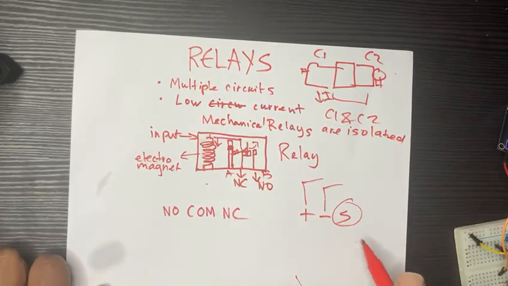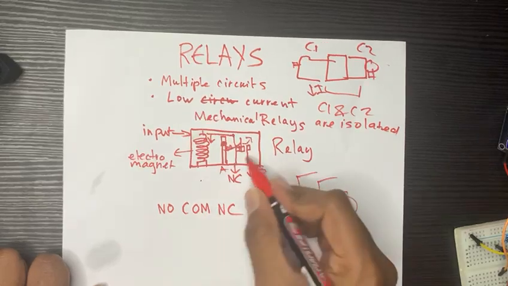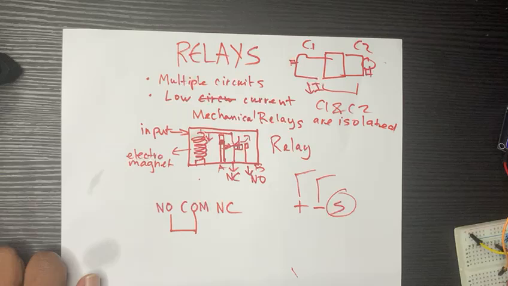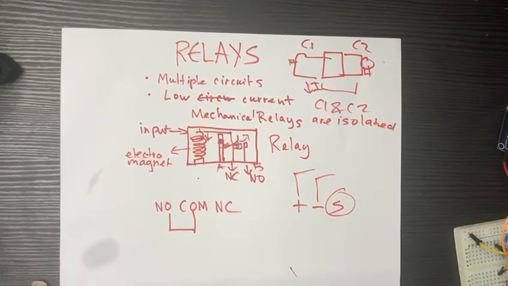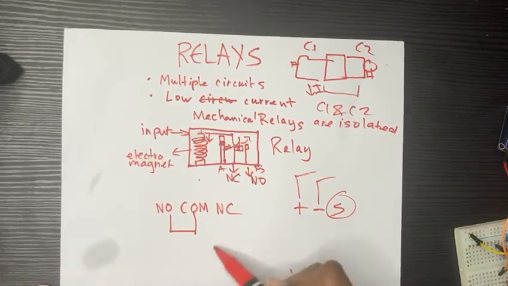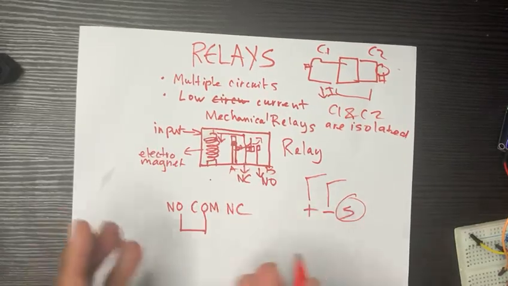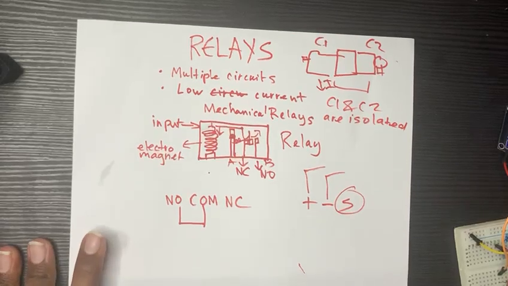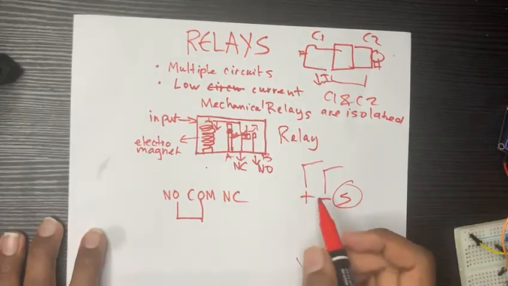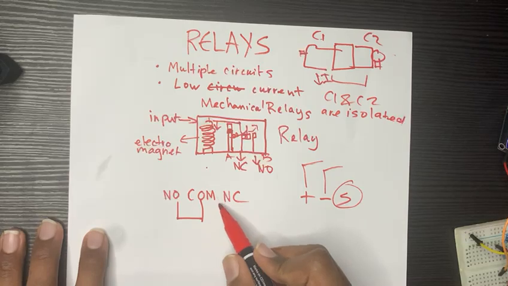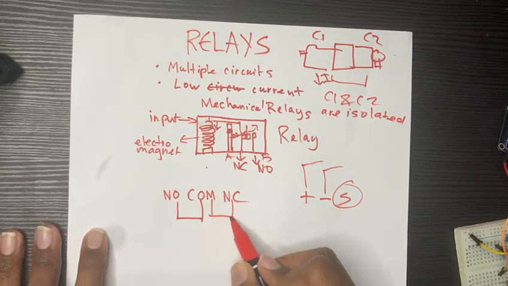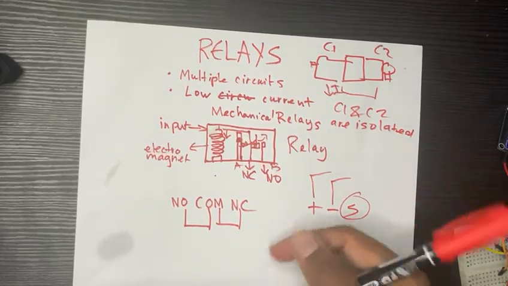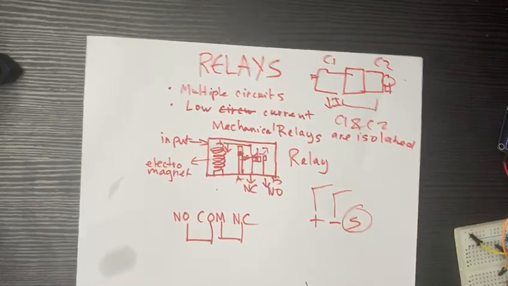Basically, if you provide an input signal, the normally open, which is B, and the COM, which is short for common, the circuit is going to be closed. And if the input signal is low, which means no current provided, normally closed and COM is going to have a circuit. So you can pass or control circuits.